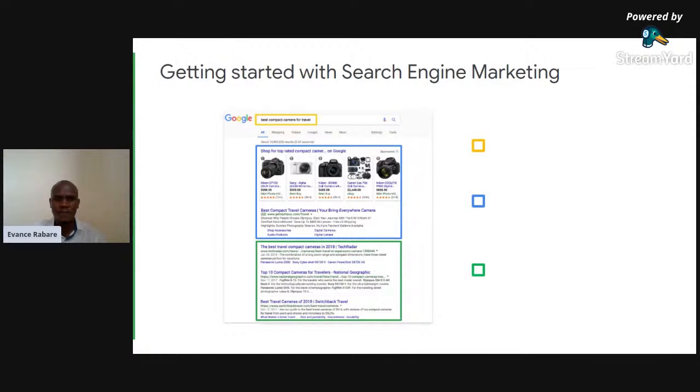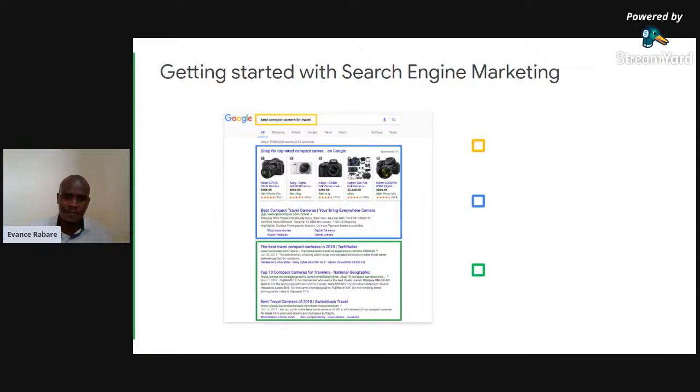It's really similar to what I've just demonstrated. So we have the search engine page, but we have an area in yellow, an area in blue, and an area in green. So when you search for something, you usually have those three broad categories.